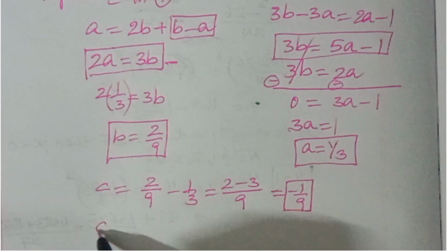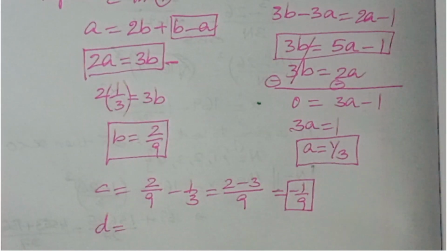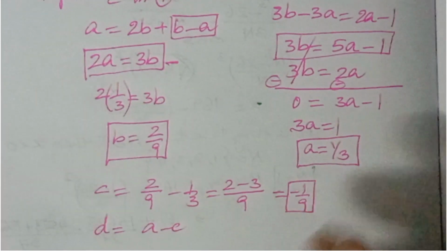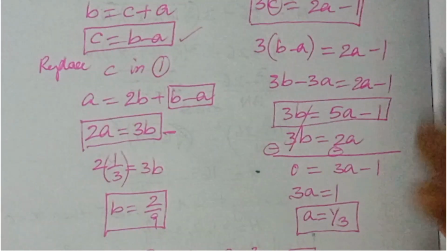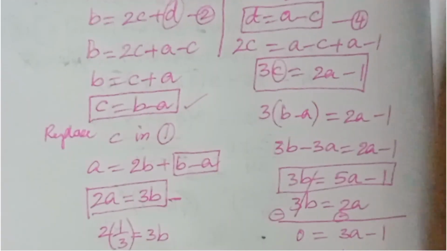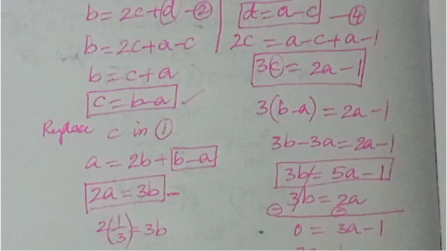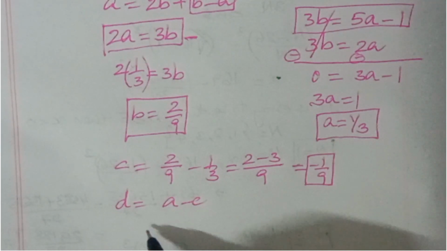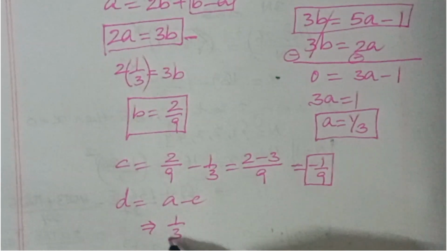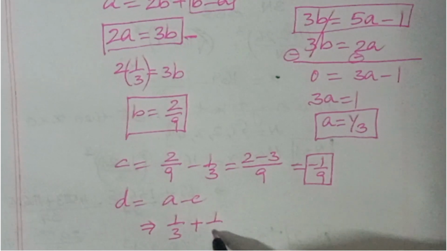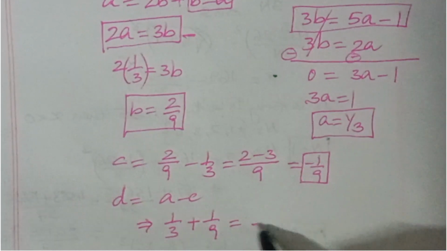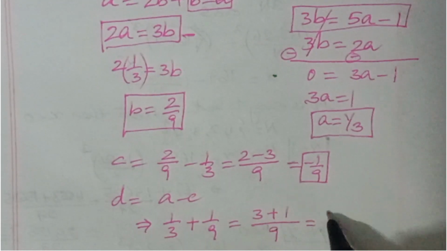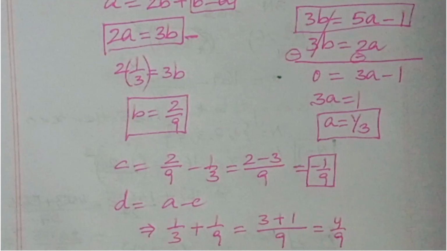Okay. Now d value is a minus c. Here you got a minus c. So what is a value? a value is 1 by 3 minus c value, means minus into minus plus 1 by 9. So here LCM is 9. 3 plus 1, 4 by 9.